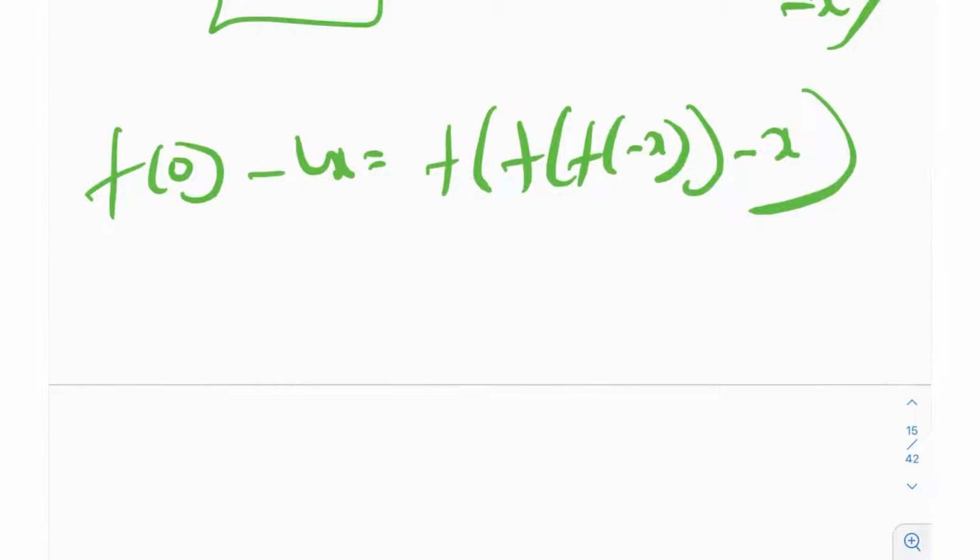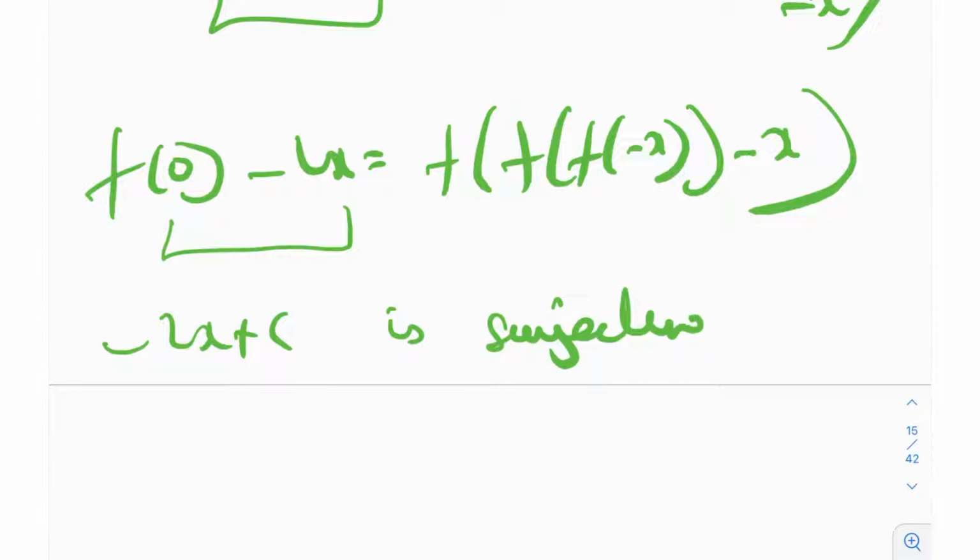Okay, great. So now if you actually see that the right hand side is a surjective quantity, right? This entire thing, negative 2x plus c, is surjective, right? So if the left hand side is surjective, the right hand side also has to be surjective. And what is the right hand side? It is nothing but the composition of certain functions of f.